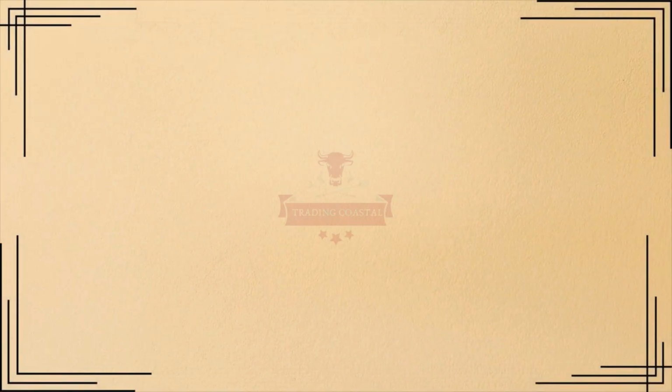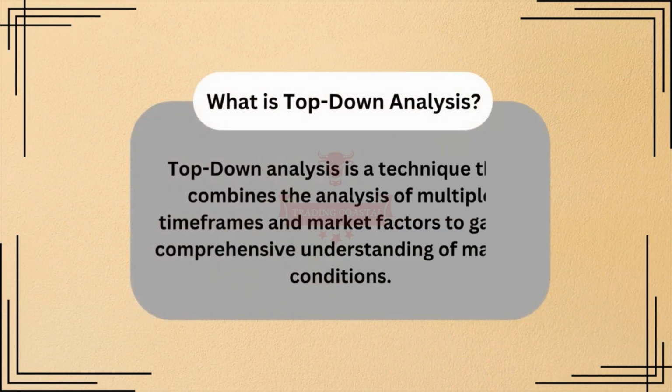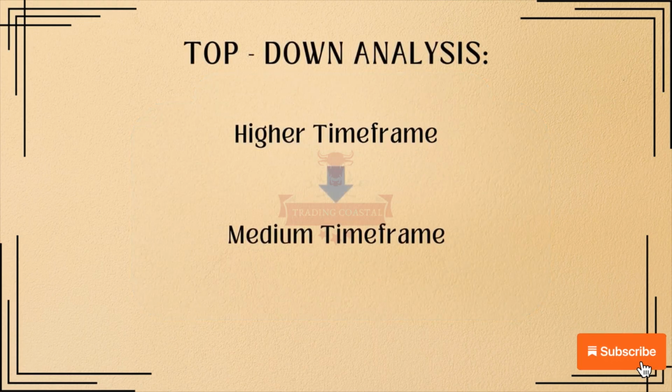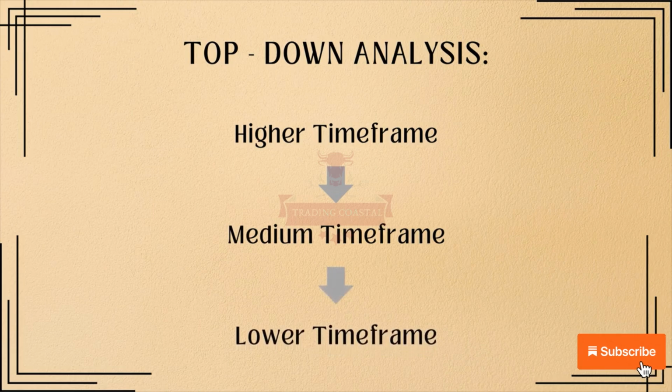So what is top-down analysis? Top-down analysis is a technique that combines the analysis of multiple time frames and market factors to gain a comprehensive understanding of market conditions. Starting from higher time frames and zooming into lower details allows us to get a major view of market direction in key areas at all levels.